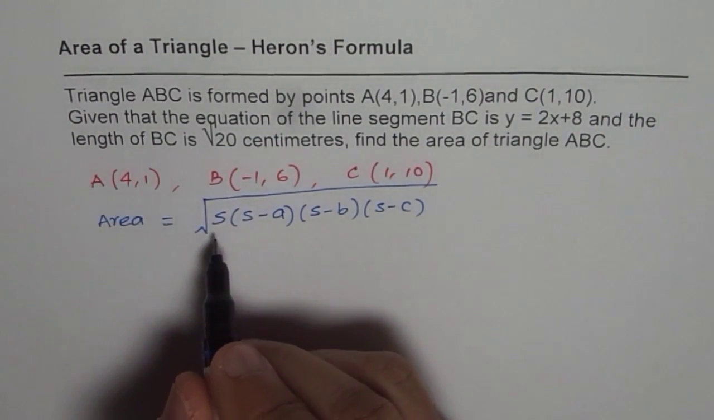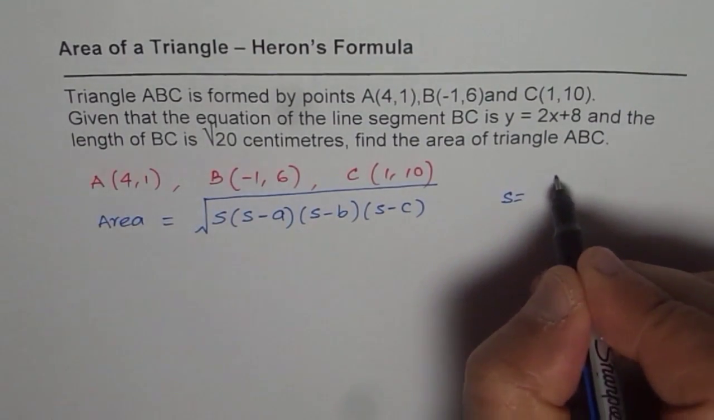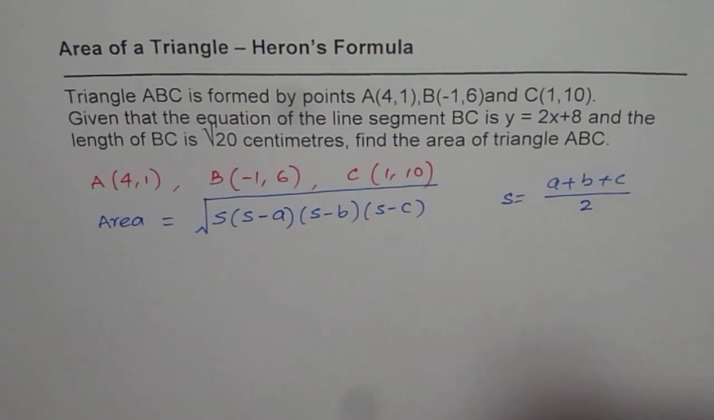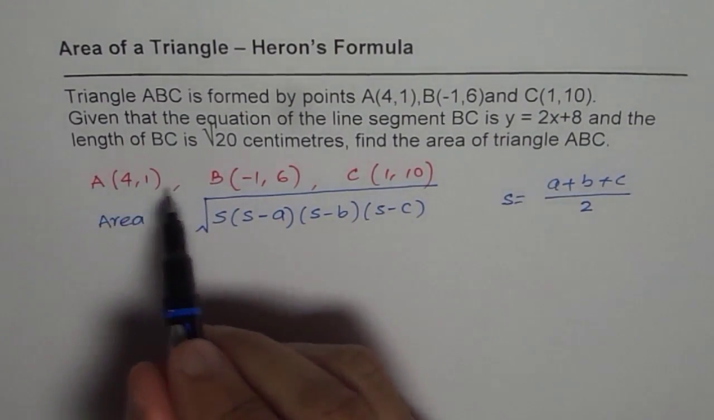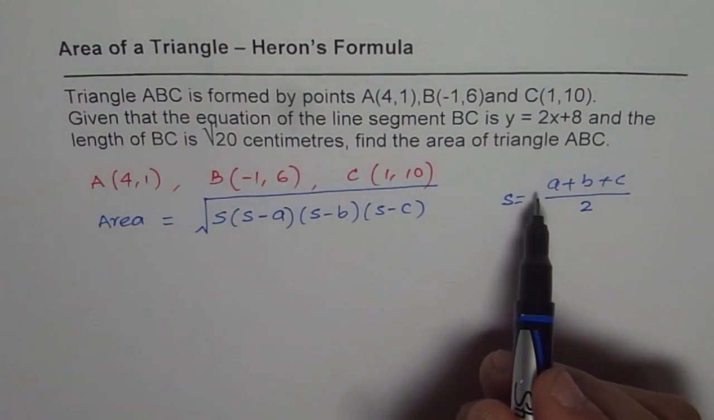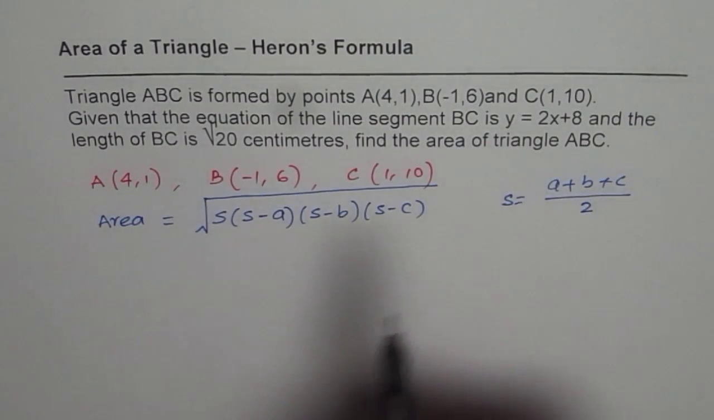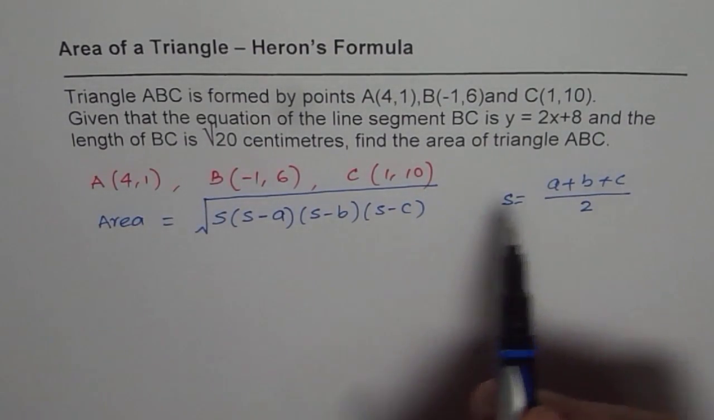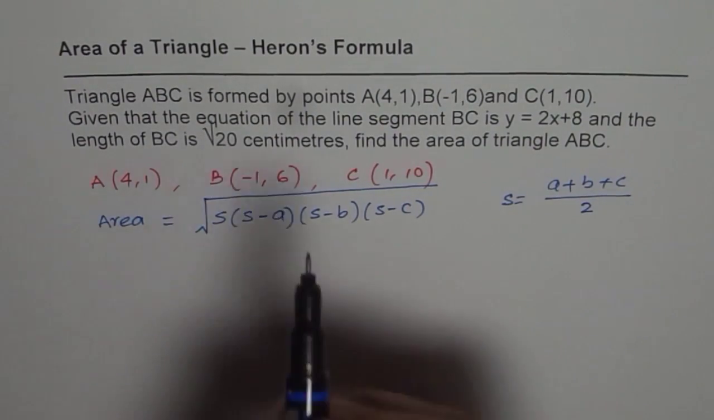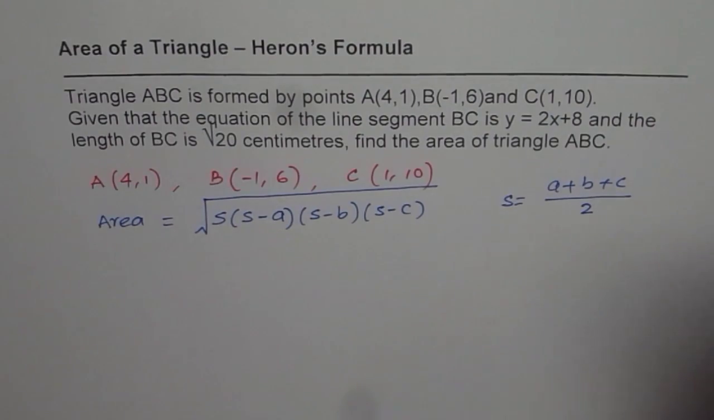Where S is the semi-perimeter. What I mean to say is S equals a plus b plus c divided by 2. Now a, b, c are the sides of the triangle. Side a is opposite to vertex A, side b is opposite to vertex B, and side c is opposite to vertex C. So basically what we need to find here is each side length. That is going to be our approach.